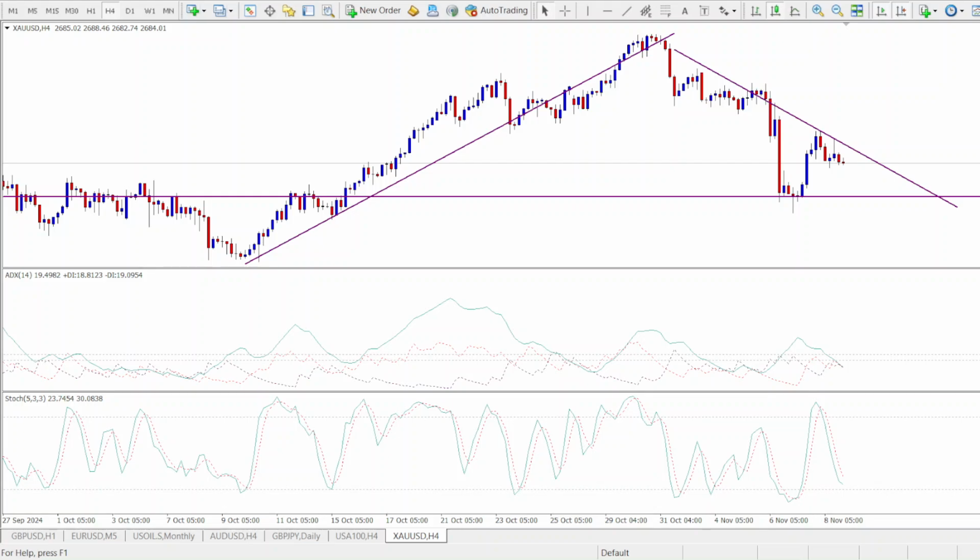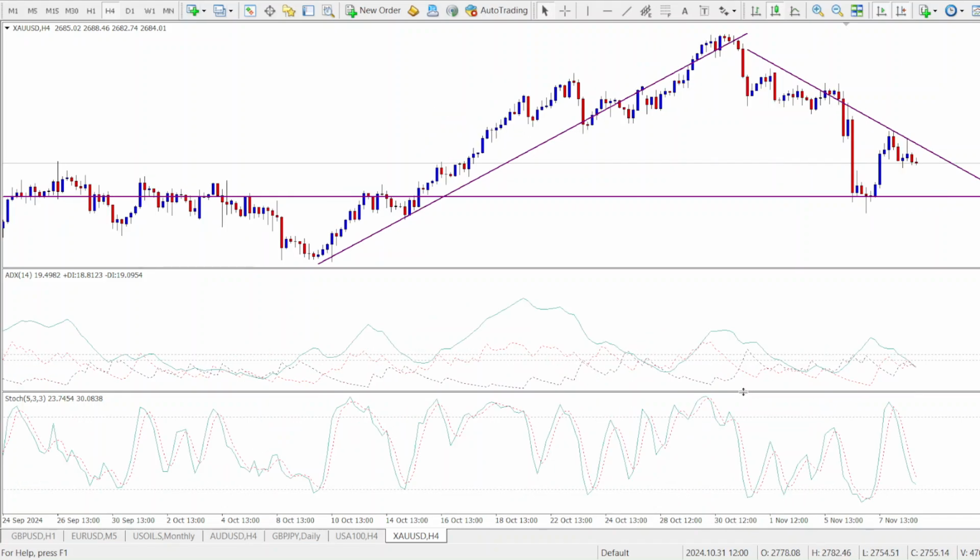Now, here's where the magic happens, combining both indicators for a winning strategy. The key to this strategy is understanding how to use the ADX to confirm the strength of the trend while using the stochastic to find the perfect timing for entries and exits.